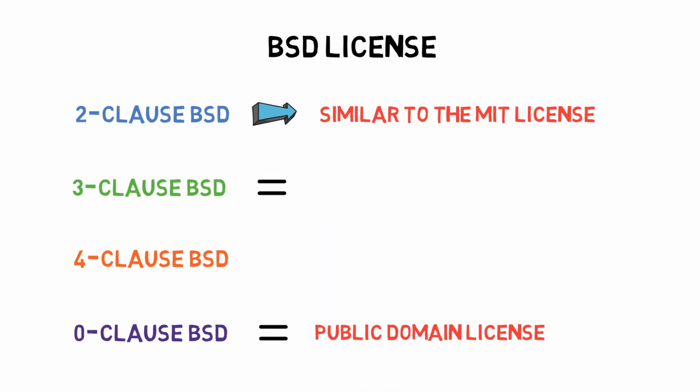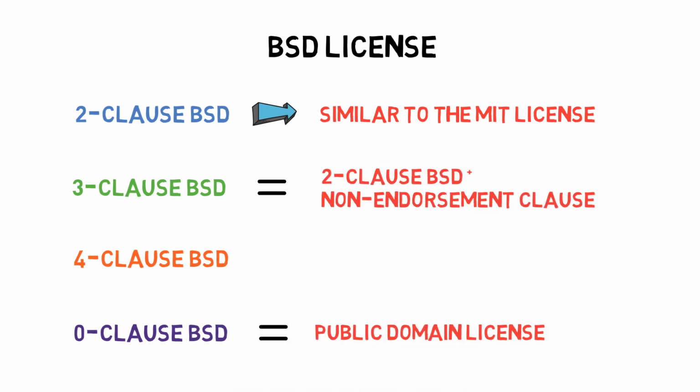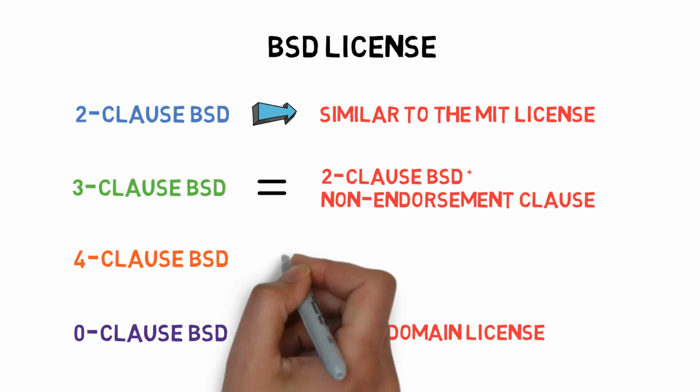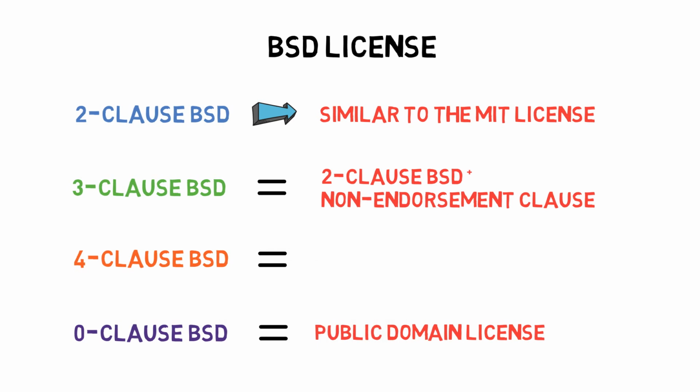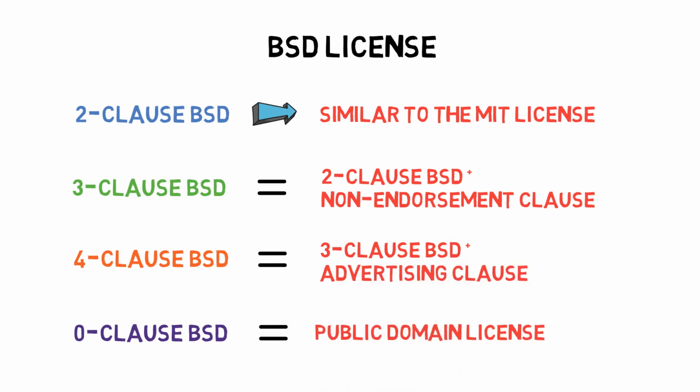The 3-clause BSD includes a non-endorsement clause which disallows names of the copyright holder and contributors to be used for promotion of derived products. Compared with the 3-clause BSD license, the 4-clause BSD license added an advertising clause which required all advertisements to acknowledge the authorship of UC Berkeley and its contributors.